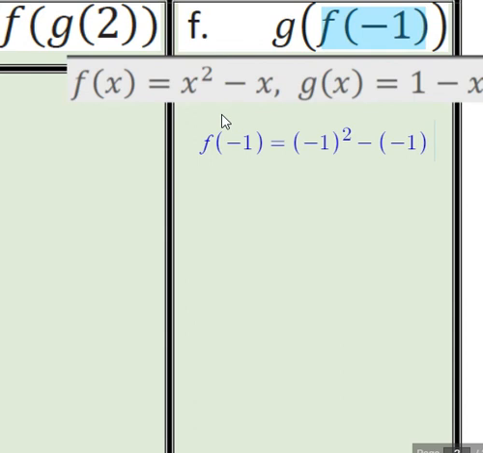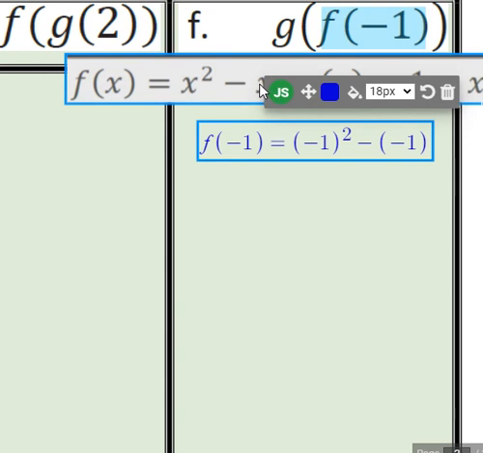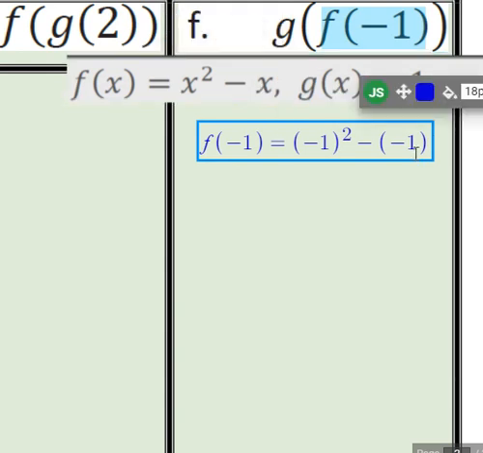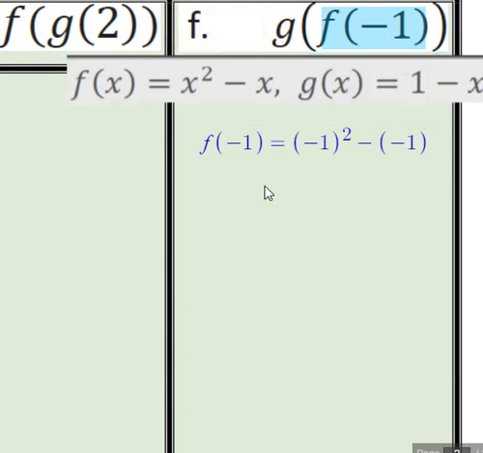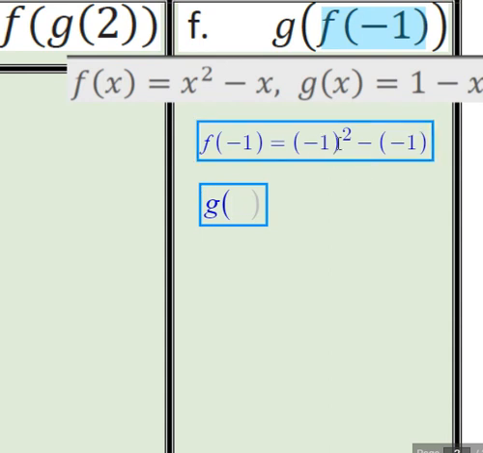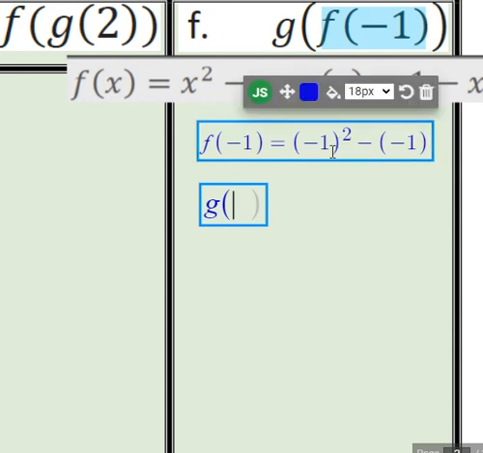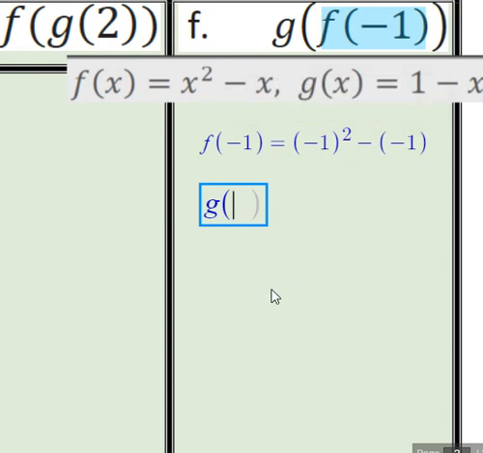So, everywhere that I see an x, I replace it with -1. So, that's an x, there's a -1. That's another x, there's another -1. So now I'm going to evaluate this and put that into my g function. So the g of -1 squared is really +1. A negative times a negative is a positive. 1 plus 1 is 2.